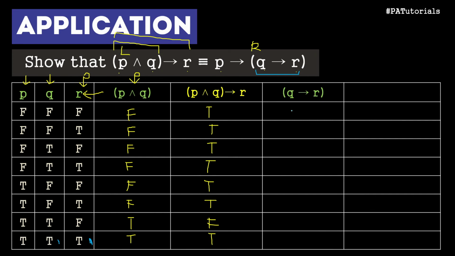So, false implies false, that would be true. False implies true, that would be true. True implies false, that would be false. And then true implies true, that would be true. Then the same pattern again: true, true, false, and true.